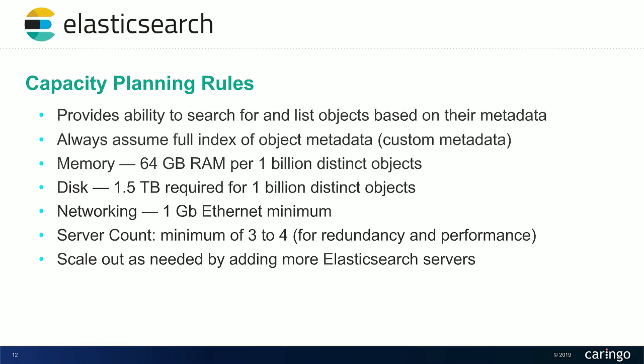For the networking side of that, we would recommend 1 gigabit Ethernet at minimum. Naturally, if you can get faster, that's better, but 1 gigabit minimum. And then the way you scale this out is you just scale out the Elasticsearch farm as needed by adding more Elasticsearch servers to the Elasticsearch farm.